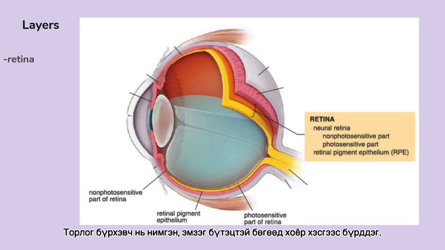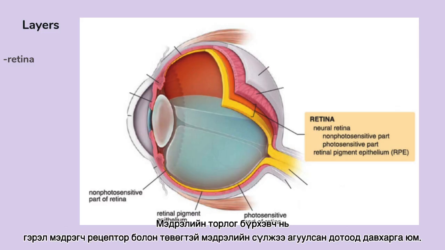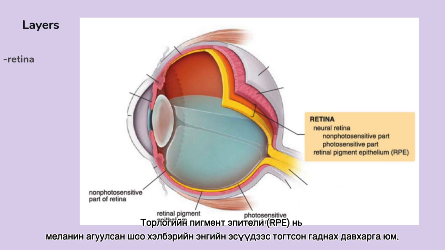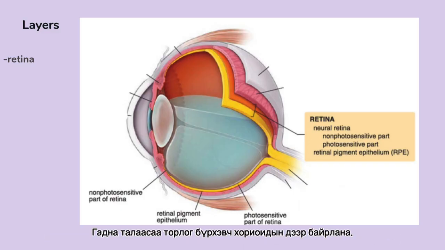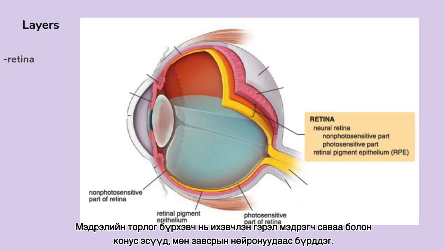As for the retina, the retina is a thin, delicate layer and it consists of 2 components. The neural retina is the inner layer that contains light-sensitive receptors and complex neuronal networks. And the retinal pigment epithelium, also called RPE, is the outer layer that is composed of simple cuboidal melanin-containing cells. Externally, the retina rests on the choroid, but internally it's associated with the vitreous body.